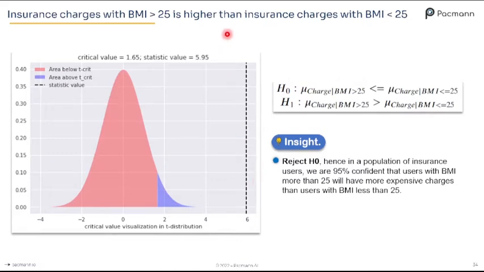The second hypothesis to be tested is that insurance charges with BMI more than 25 are higher than insurance charges with BMI less than 25. The result is that with a confidence level of 95%, in a population of insurance users, a person with a BMI more than 25 will have more expensive insurance than people with a BMI less than 25.